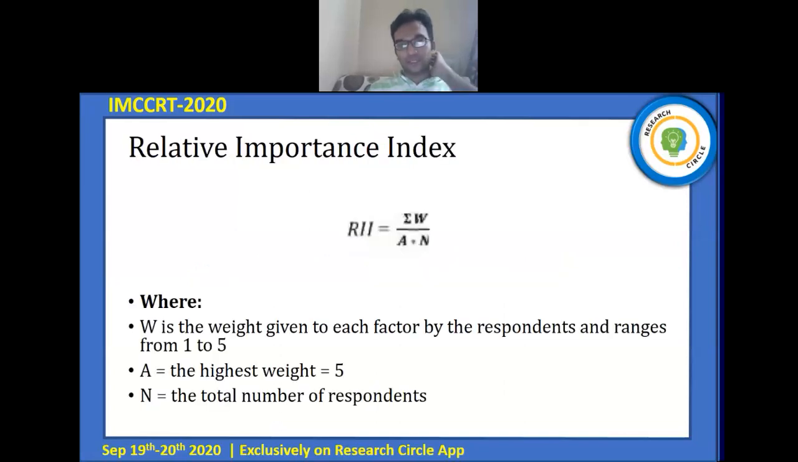This is the relative importance index method. This is the equation for that. In that, W is the weightage. Here I have taken from 1 to 5, so the highest value is 5 and the lowest value is 1. So this is the equation for RII.